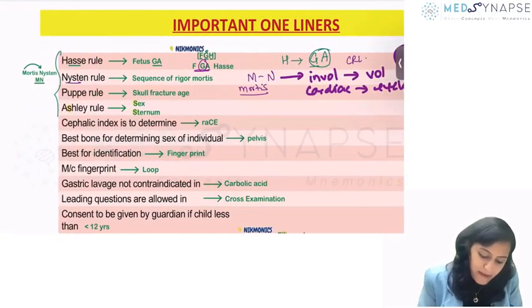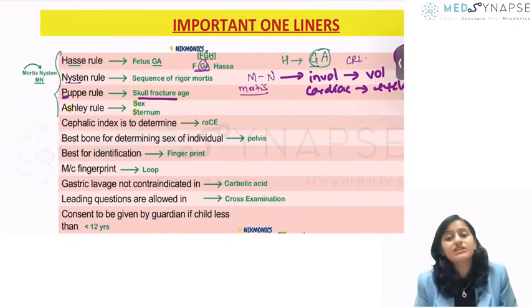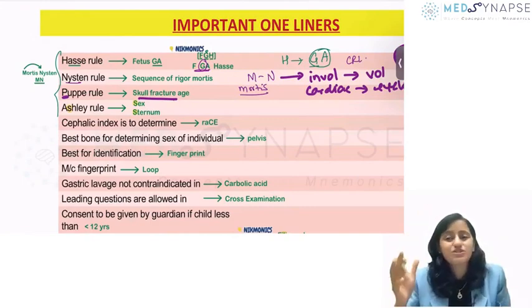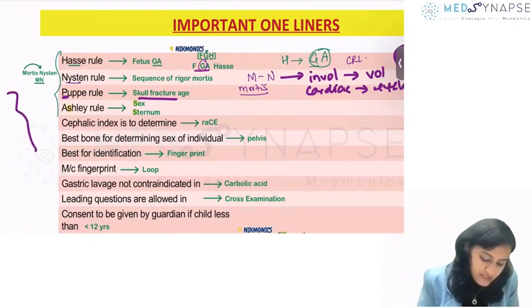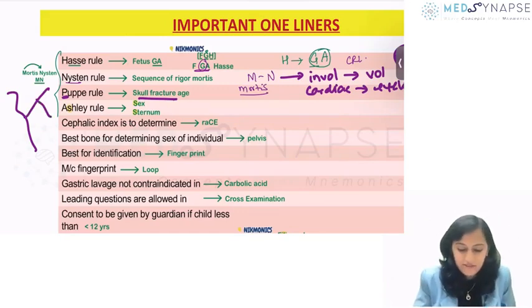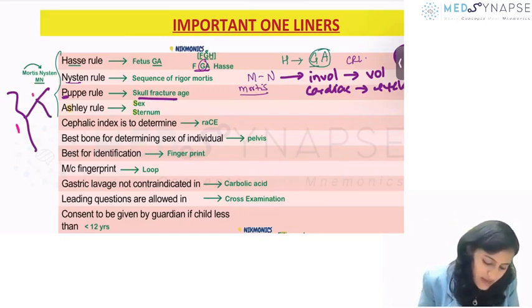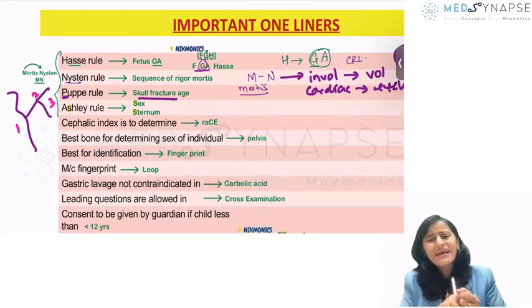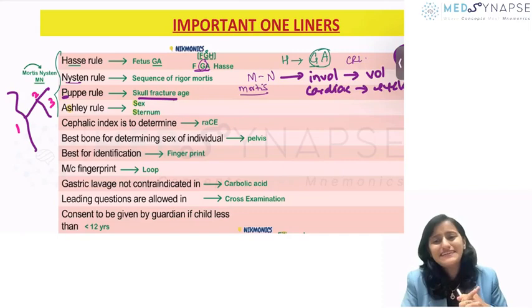Coming to next, Pappe's rule is for the skull fracture age. When you have multiple fractures in the skull, there is one fracture, there is a second fracture, there is a third fracture. If I label these fractures as 1, 2, and 3, and I ask you which of these is the oldest fracture out of the 3, you can get an image-based question.